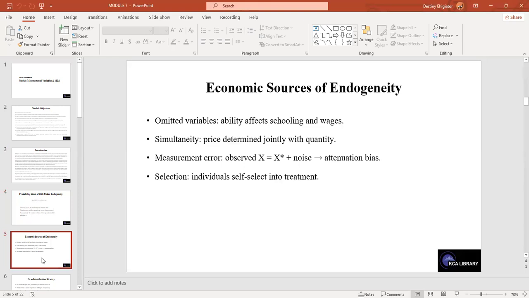Economic sources of endogeneity. We have omitted variables: ability affects schooling and wages, for example. Simultaneity, for example, price determined jointly with quantity. Measurement error: observed x is equal to true x plus noise. This is an attenuation bias. Selection: individuals self-select into treatment.